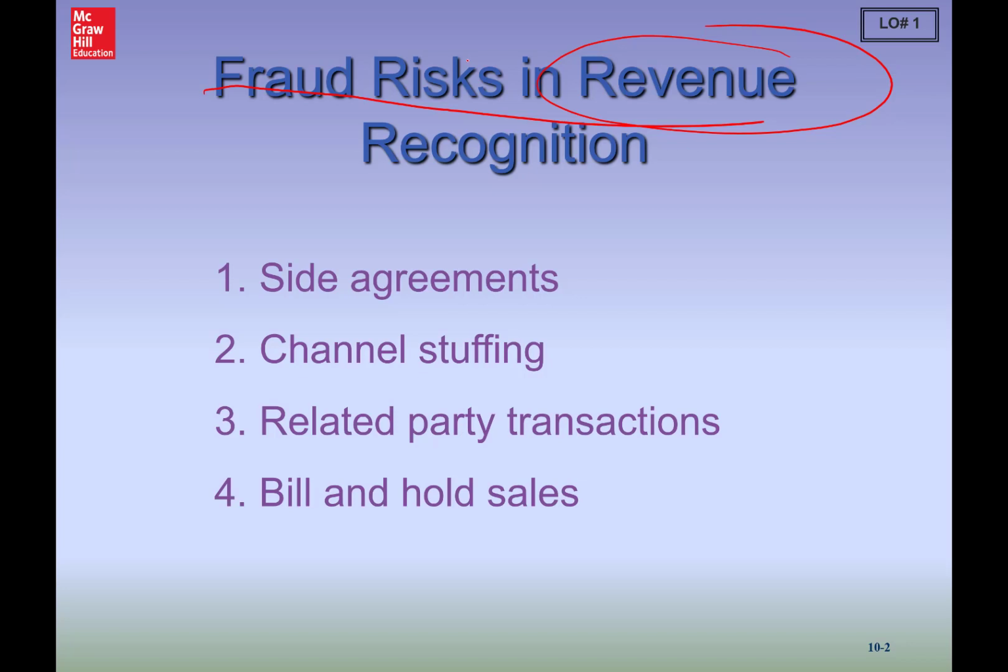Okay, so we look at some of these things. Side agreements, what happens there? Buy all this stuff at the end of the year, and don't worry, you can always return it for a refund. Is that a revenue? No, because the risk of loss has not been passed on to the purchaser, so that doesn't even qualify as a sale. Okay.